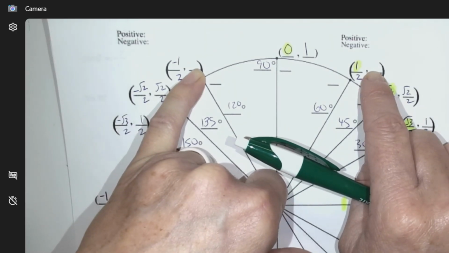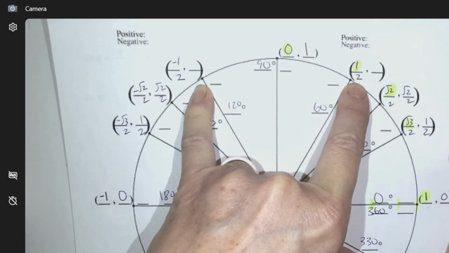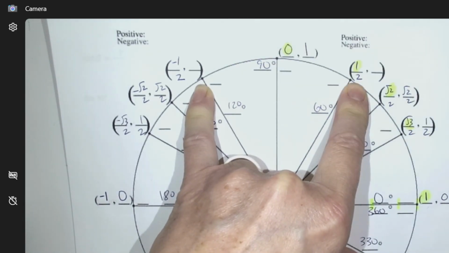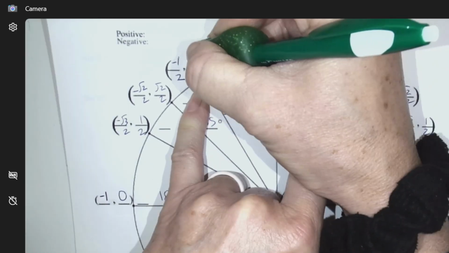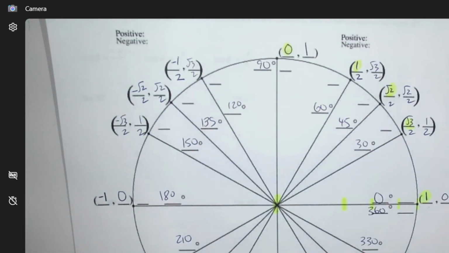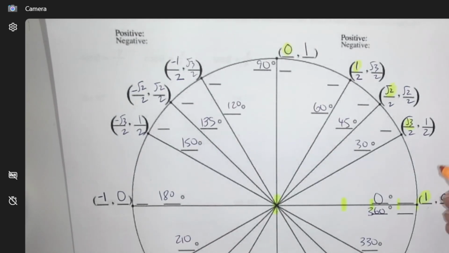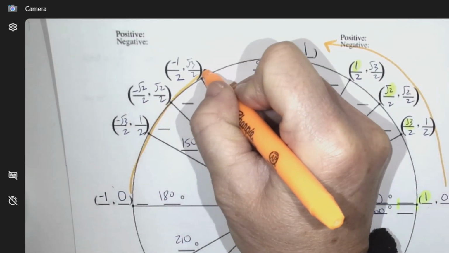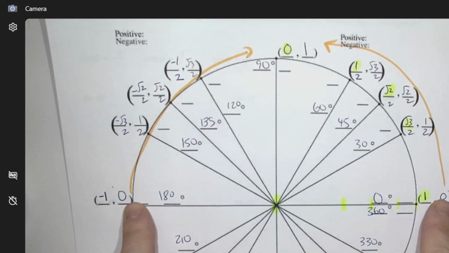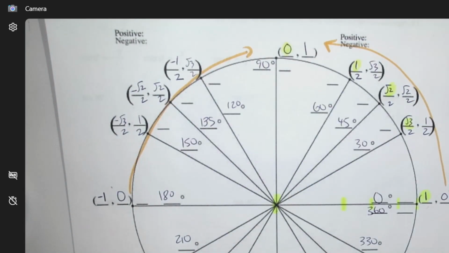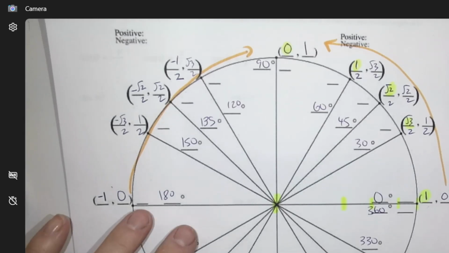Move up. The 60, 120, they both have a height. Do you see that they're parallel with each other? They have the same height. Root 3 over 2. Last height, 1. So you can see these heights: 0, 1/2, root 2 over 2, root 3 over 2, 1. Okay, now I'm going to finish the last.